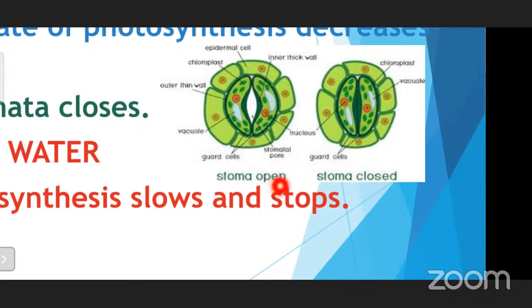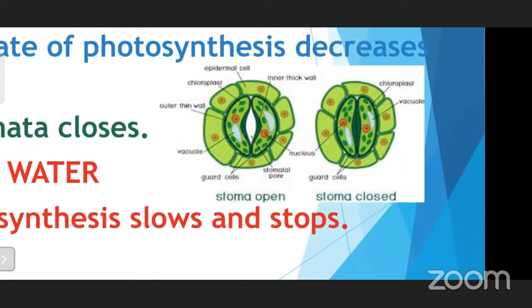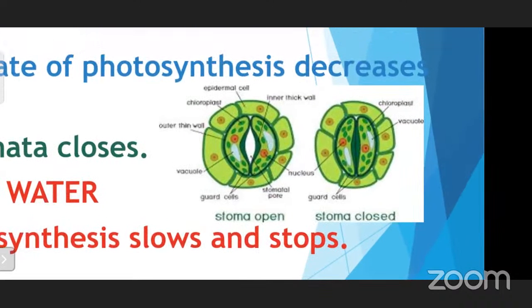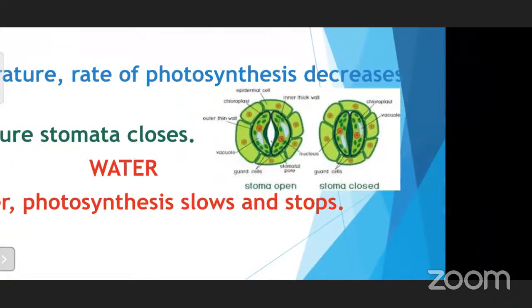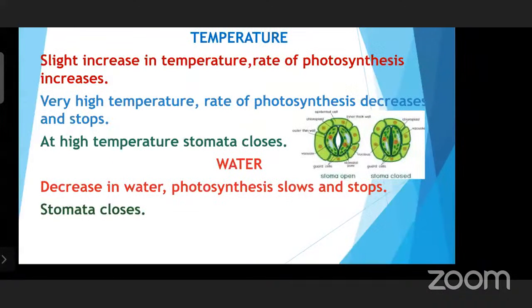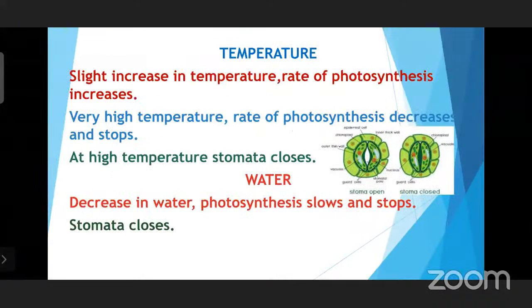This is stoma open. So you can understand the importance of these tiny holes, the stomata, which are very important and are also a factor affecting the rate of photosynthesis. So the opening and closing of stomata is also very important.